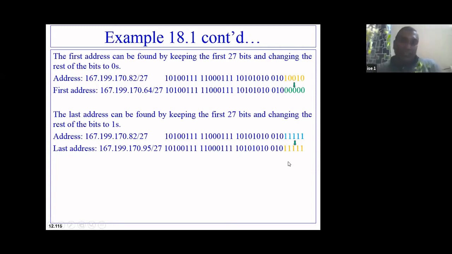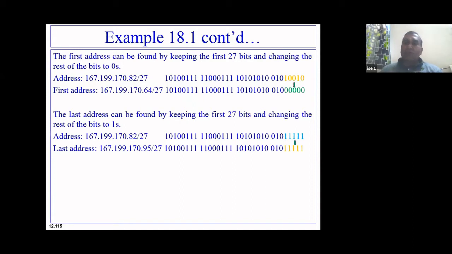So in examination, this is also asked. You will be given this kind of addressing. You will be asked to calculate the first address and last address.